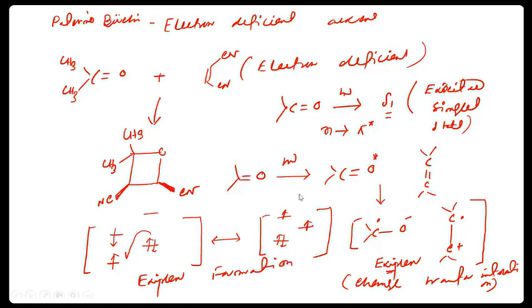So again I am repeating. For electron deficient alkene, the reaction is going through the singlet state, and it is the singlet state of the excited carbonyl that is going to attach with the alkene. And during this, one electron transfers from the alkene to here. That's the exciplex formation. The reaction proceeds through an exciplex. So let us take a real example for that.